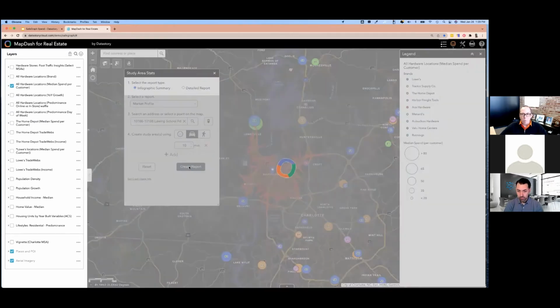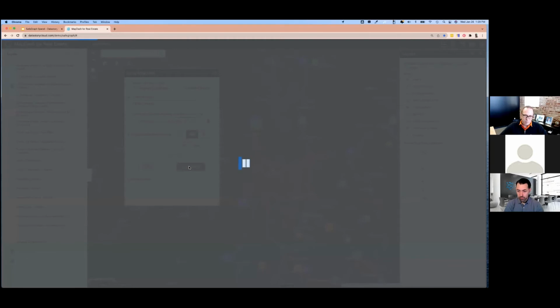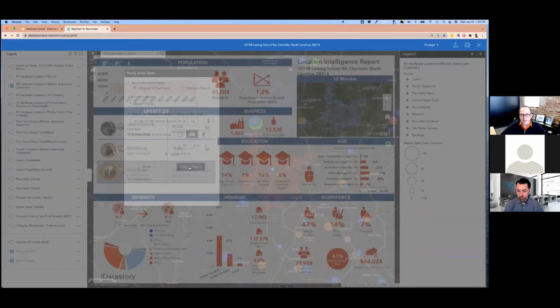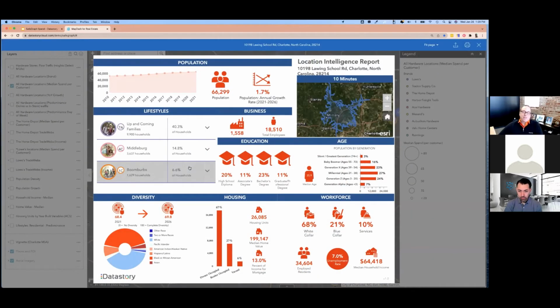But if I want to understand in a quantitative way what is within 10 minutes, I can ask MapDash to tell me that. And this particular report doesn't include spend data, but it can, and we do. This example just doesn't have that. But what you see is that within 10 minutes, we're quantifying the total population, the 40% of these up and coming families, age, education, age of housing, owner occupied.